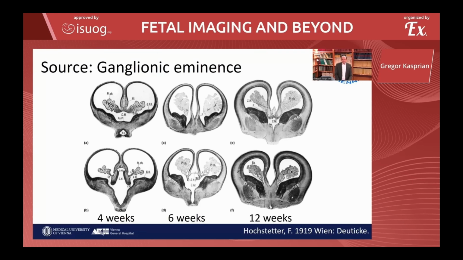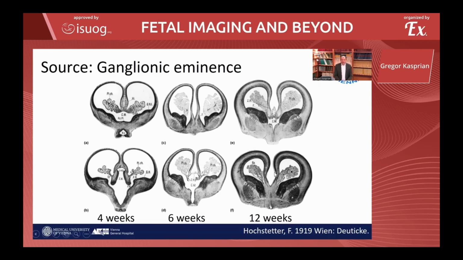The origin of this hemorrhage is the ganglionic eminence. The ganglionic eminence is a structure which is transient, which means everybody of us has this structure in our brain, but only as a fetus. We are going to lose it over development.